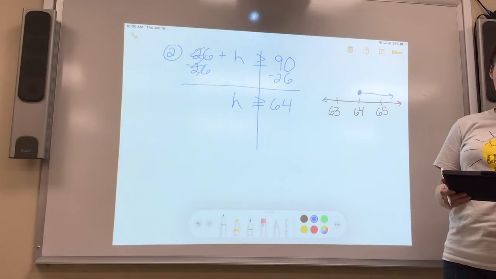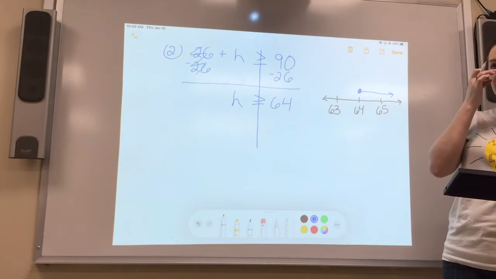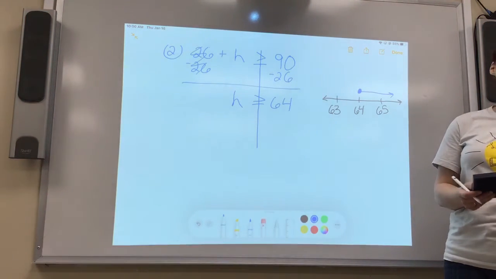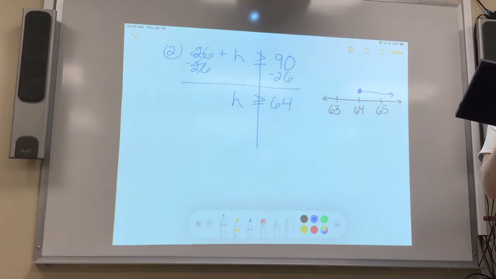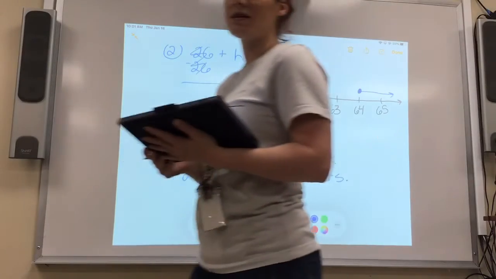And how would I give a written answer? If the question was, how many hours does Kyoko need to still work? What would you say? Mateo. She needs to work more than 64 hours. Not more than 64. What was the word they used in the problem? At least. Use the same inequality words they used in the problem. So she needs to work at least 64 hours.